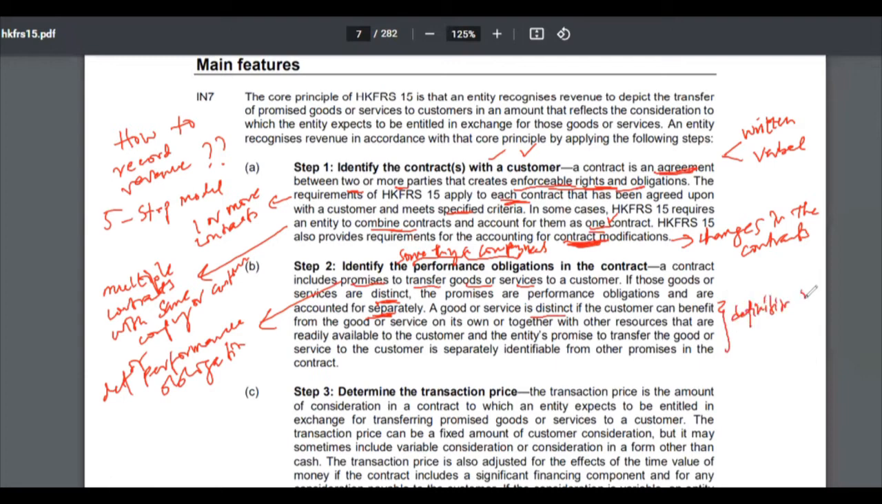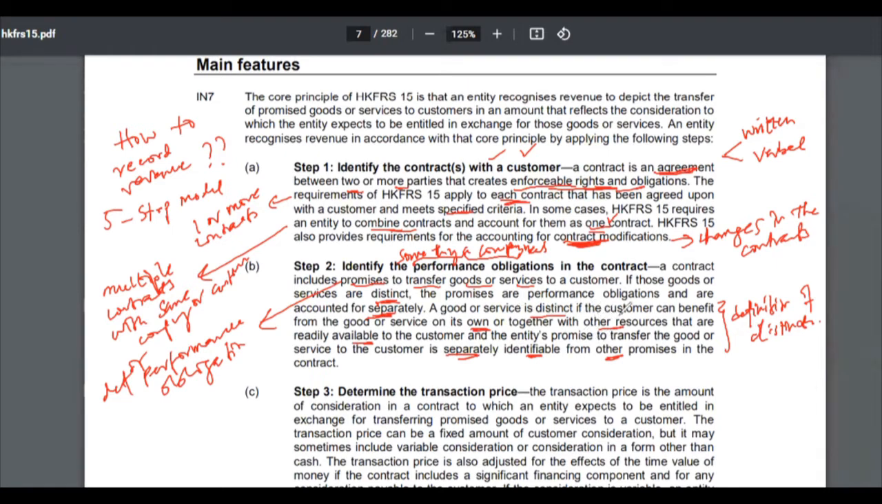This is the definition of distinct. A good or service is distinct if a customer can benefit from the good or service on its own or together with other resources that are readily available to the customer, and the entity's promise to transfer the good or service to the customer is separately identifiable from other promises, right? So there are several conditions here. Read this again and try to understand it.